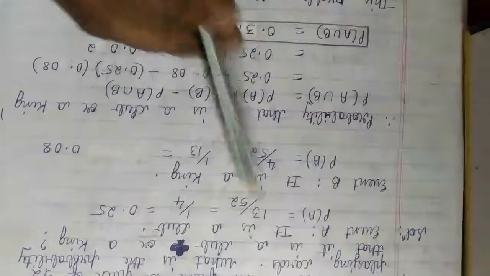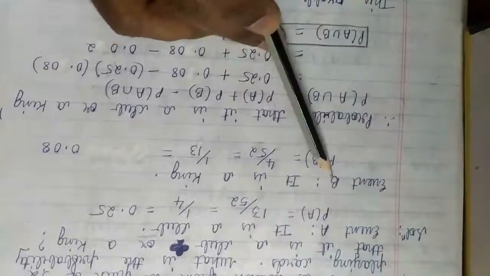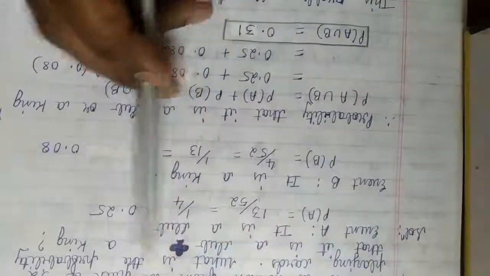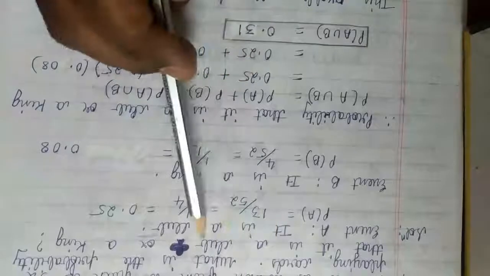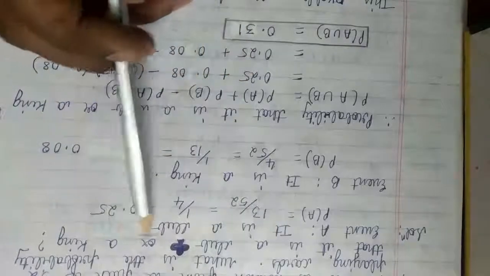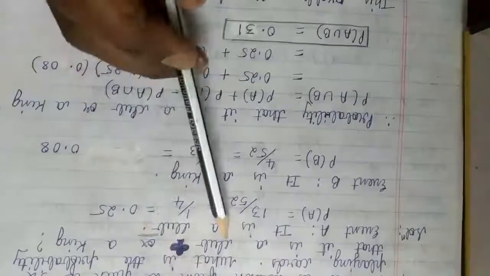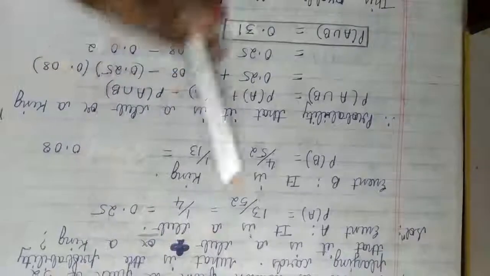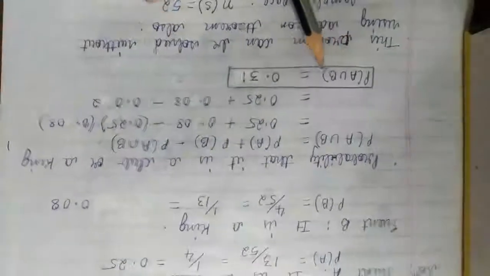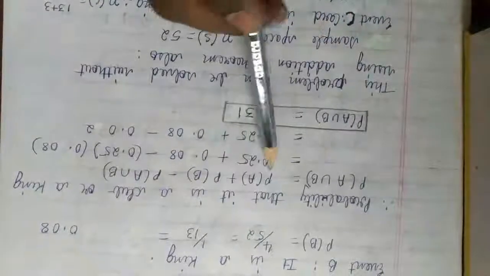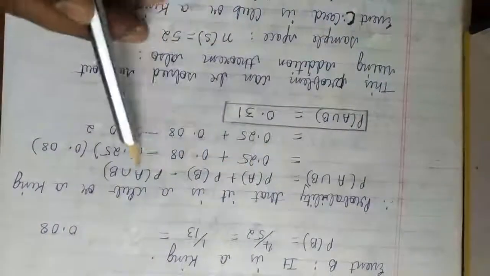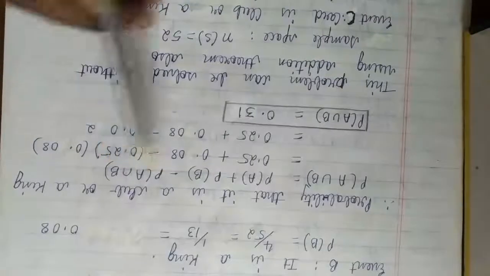Now I know the probability of A, I know the probability of B. What they have asked is, what is the probability that event A happens or event B. Or means addition theorem you have to apply. So probability of A or B they are asking. So probability that it is a club or a king is given by probability of A union B, which is equal to probability of A plus probability of B minus probability of A intersection B.